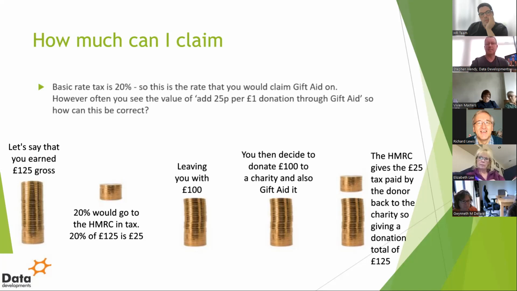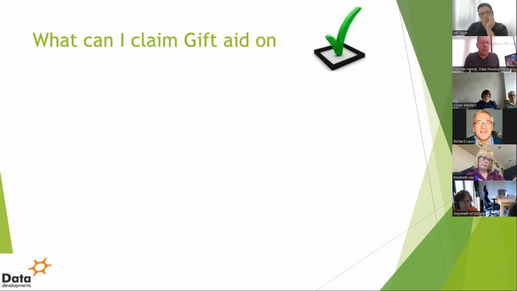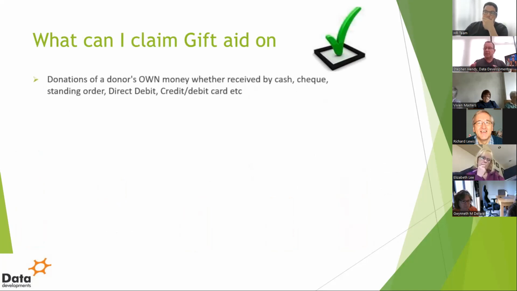Okay, so let's move on to what you can claim Gift Aid on. Essentially, the fundamental principle of Gift Aid is that a donor can only donate their own money that they can then claim Gift Aid on. Whether that's received by cash, cheque, standing order, direct debit, credit or debit card, whether it's a tap by a phone, by a watch, it doesn't matter. It has to be a donation of their own money. That's the only money they can Gift Aid, because that's what they've paid tax on.